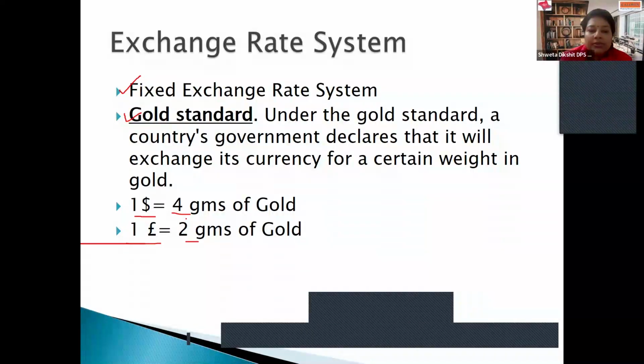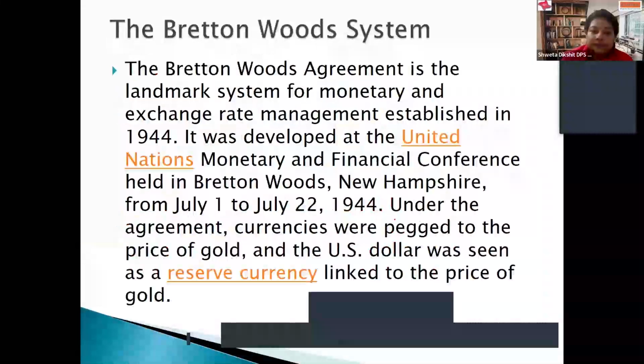Let me say it a different way. $1 is able to buy more gold, that's 4 grams of gold. That means the exchange rate here will be fixed as 2 pounds will be exchanged for $1. I repeat, $1. So this is the exchange rate.